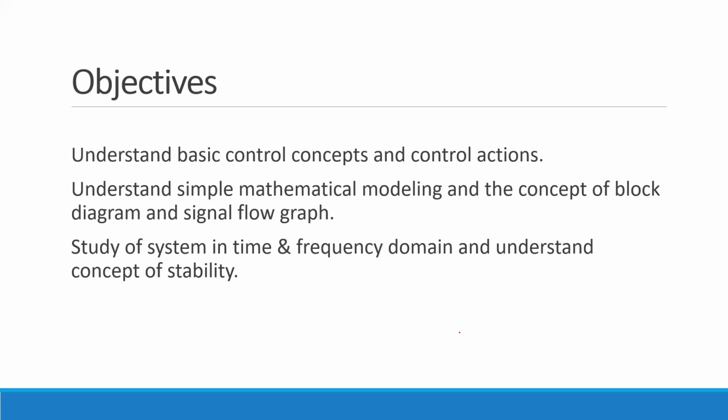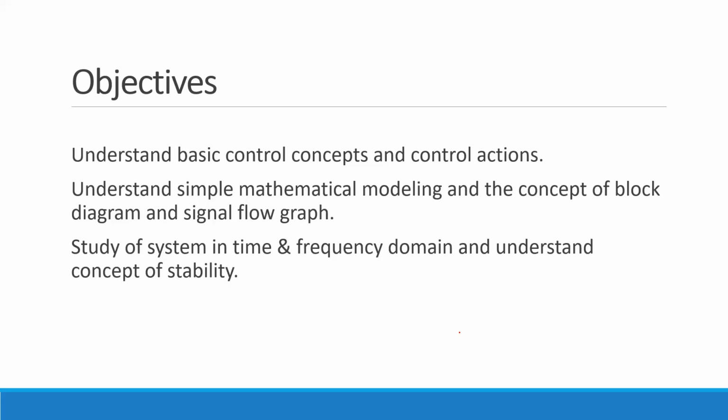So the primary objective of this subject is to understand the basic control concepts and the various control actions, and another objective is to understand simple mathematical modeling, how to convert the control systems, or you can say our various systems, into mathematical model, and the concept of block diagram. Using blocks you can represent the various systems, and that we are going to study how to represent them by using blocks, and use of signal flow graph.